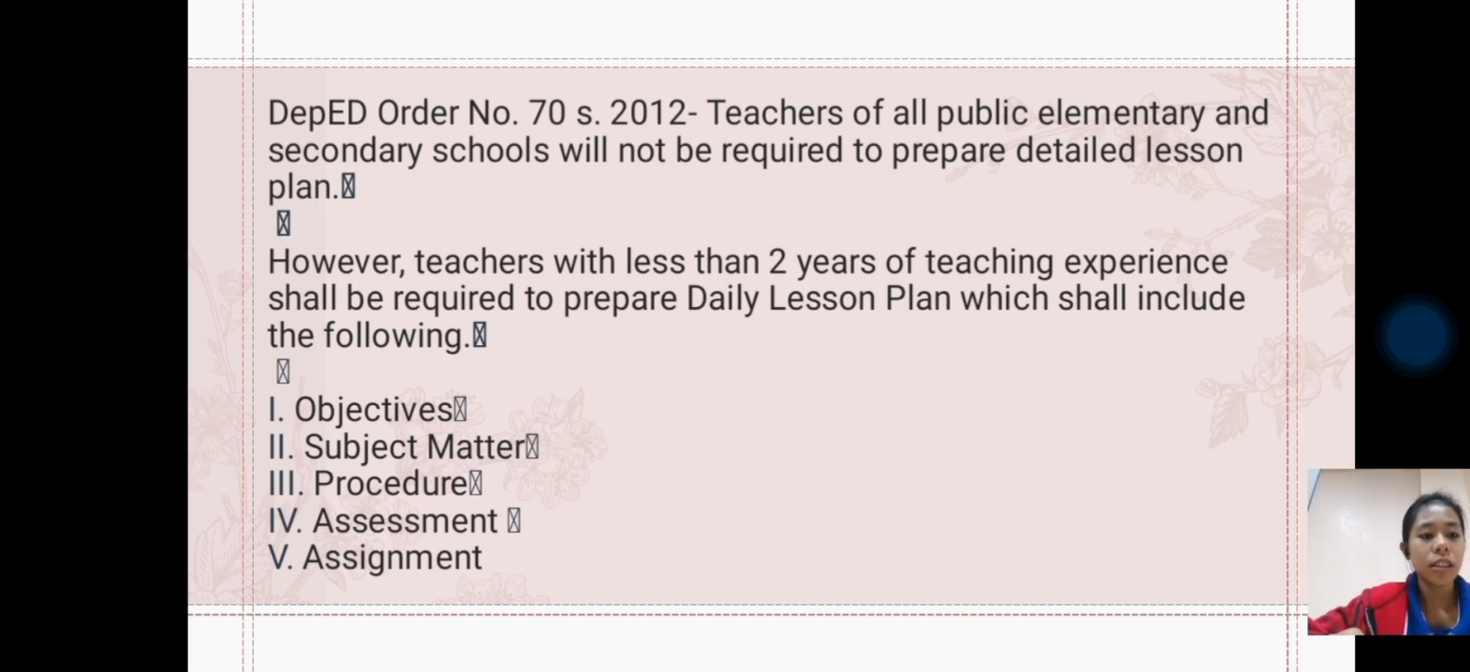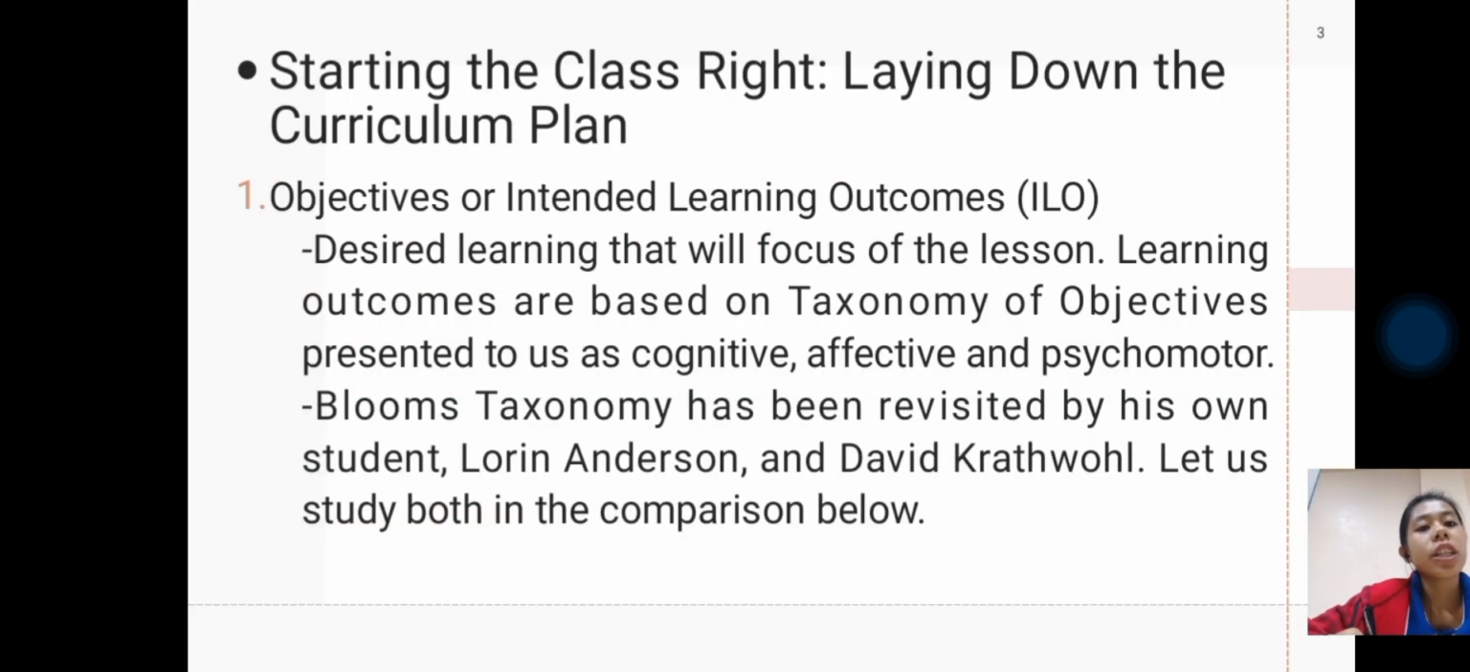And then next, starting the class right, laying down the curriculum plan, objectives or intended learning outcomes, the desired learning that will be the focus of the lesson. Learning outcomes are based on the taxonomy of objectives present to us as cognitive, affective, and psychomotor. Bloom's taxonomy has been revised by his own student Lorin Anderson and David Krathwohl. Let us study both in comparison on the next slide.